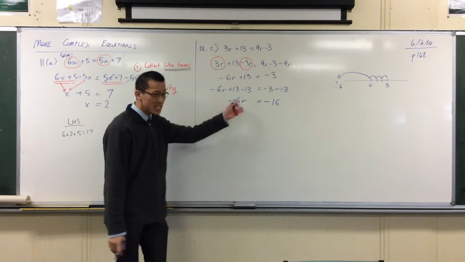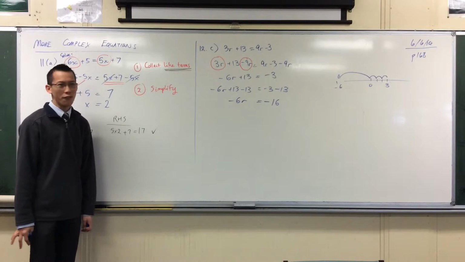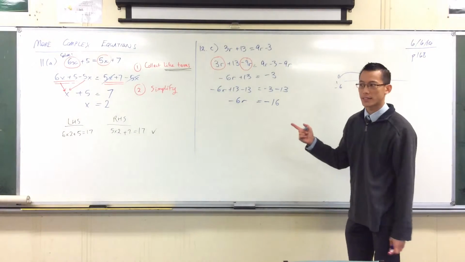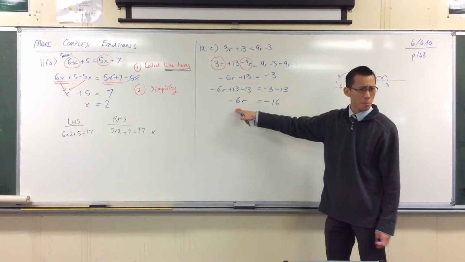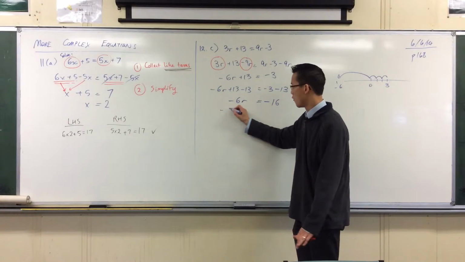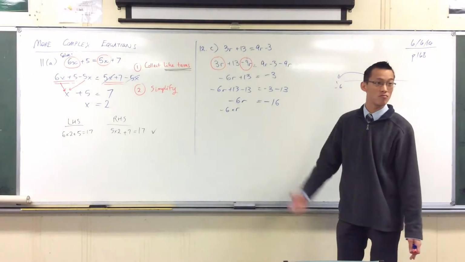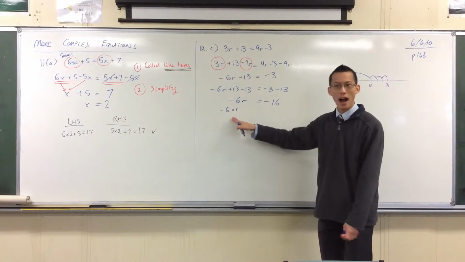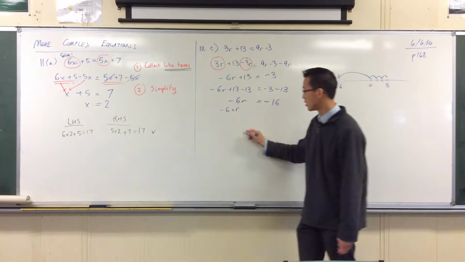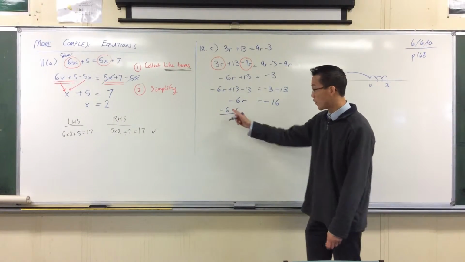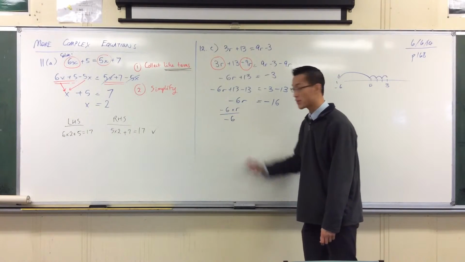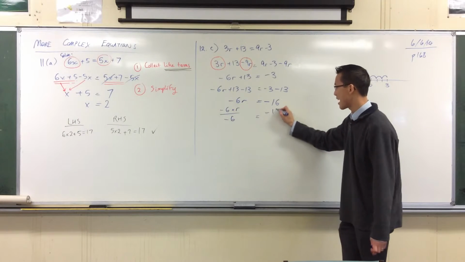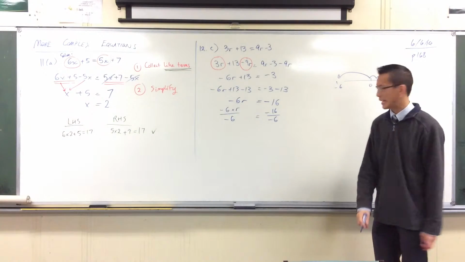Now, at this point, on our previous question, we were finished. But we're not finished yet, are we? What do I have to do to this thing? I just want the r by itself, right? This here, minus 6r, is really shorthand for minus 6 times r, isn't it? So being that it's multiplication, I want to undo that, right? So how do I undo multiplication? Division, right? Yes. Good. So I've got to divide by whatever I'm multiplying by. That's negative 6, right? So if I divide the left-hand side by negative 6, I'm going to divide the right-hand side by negative 6, okay?